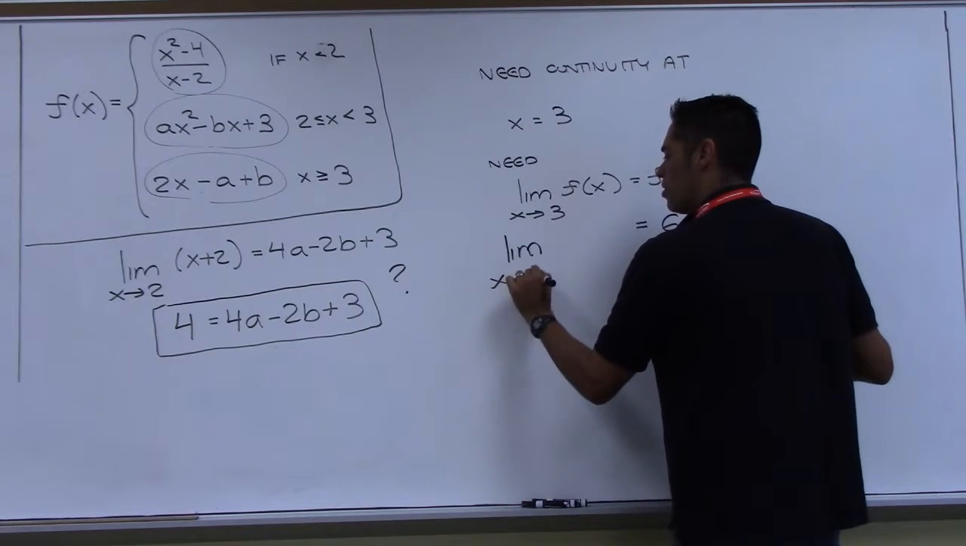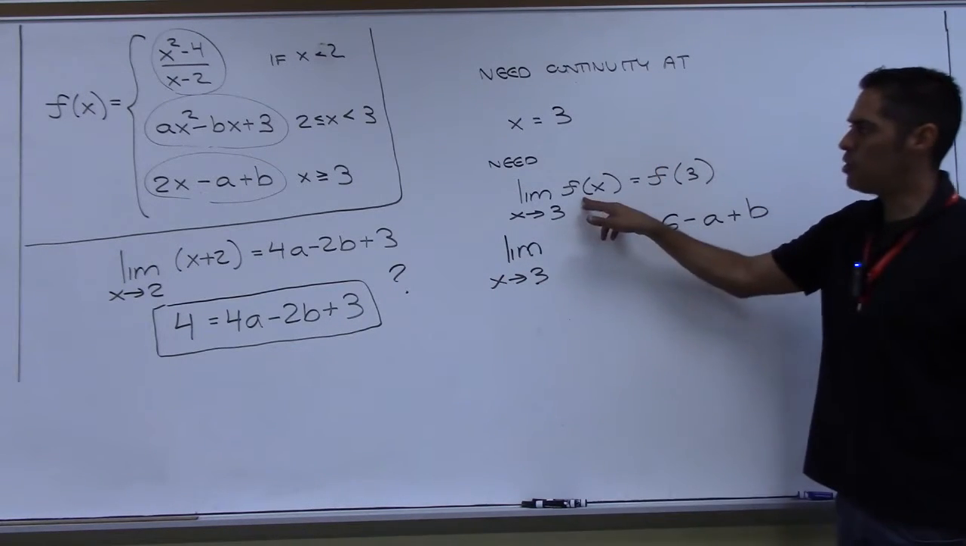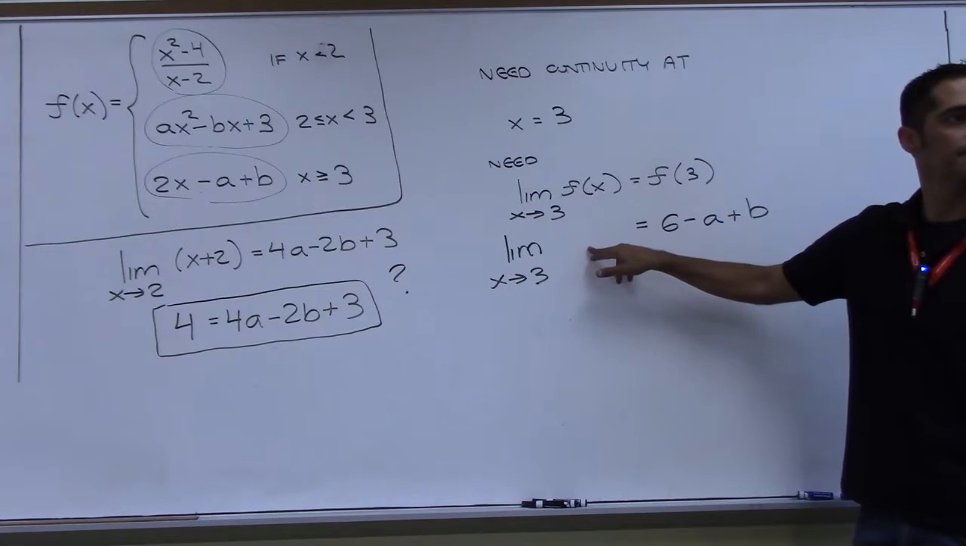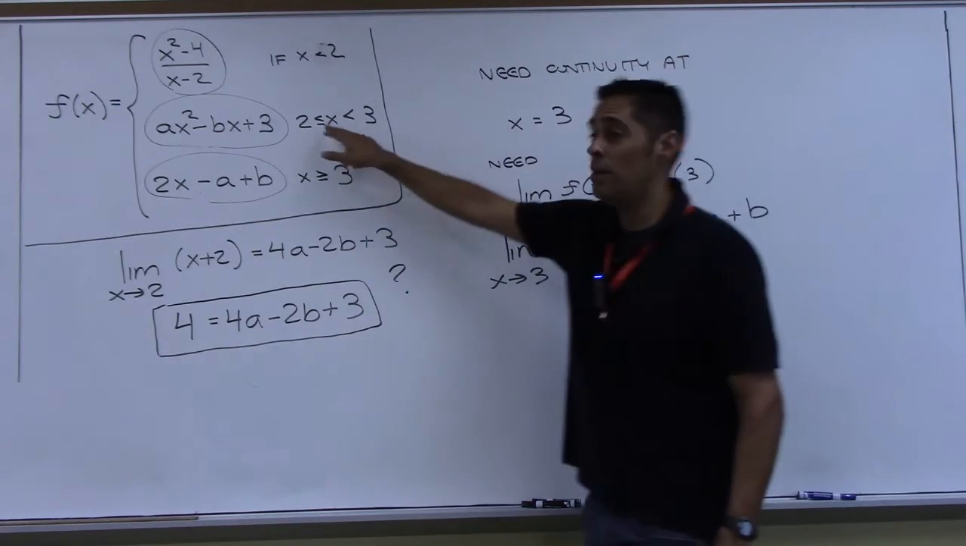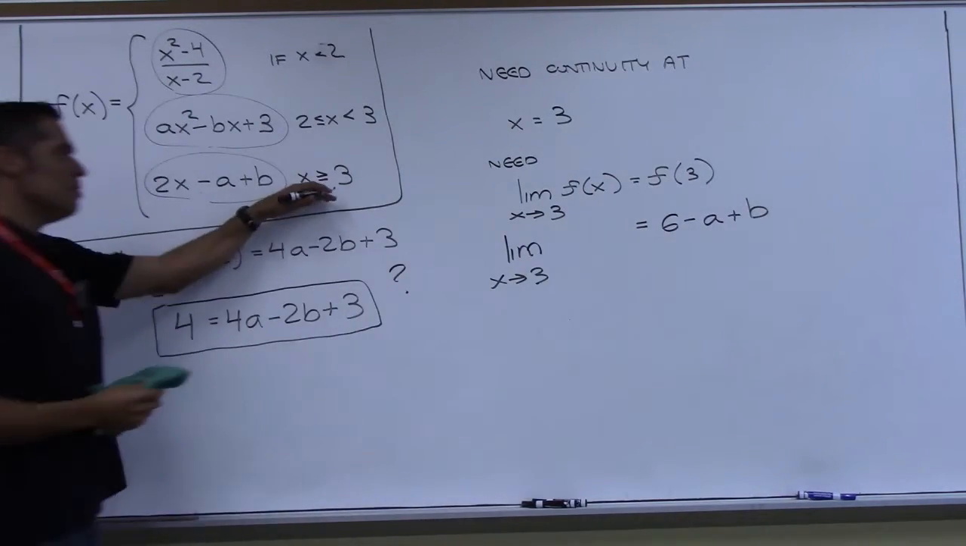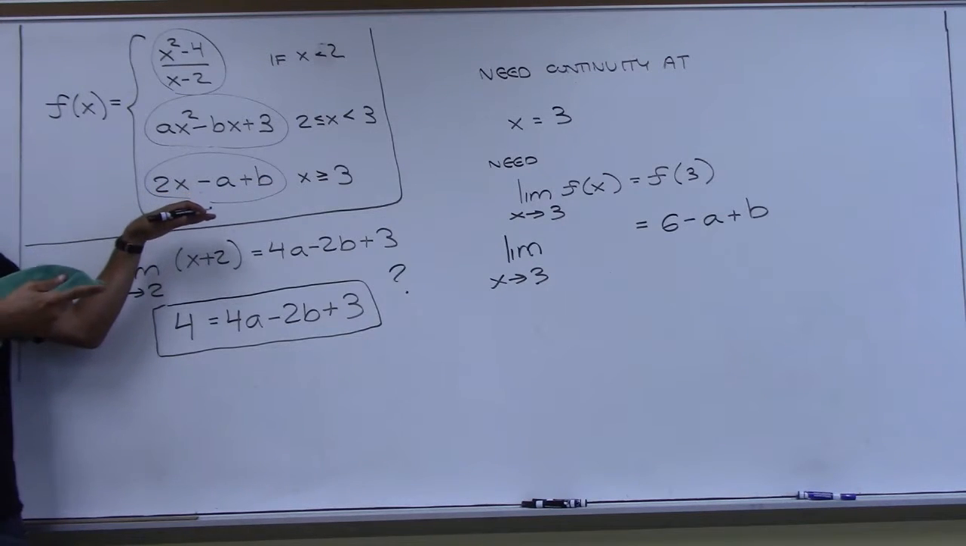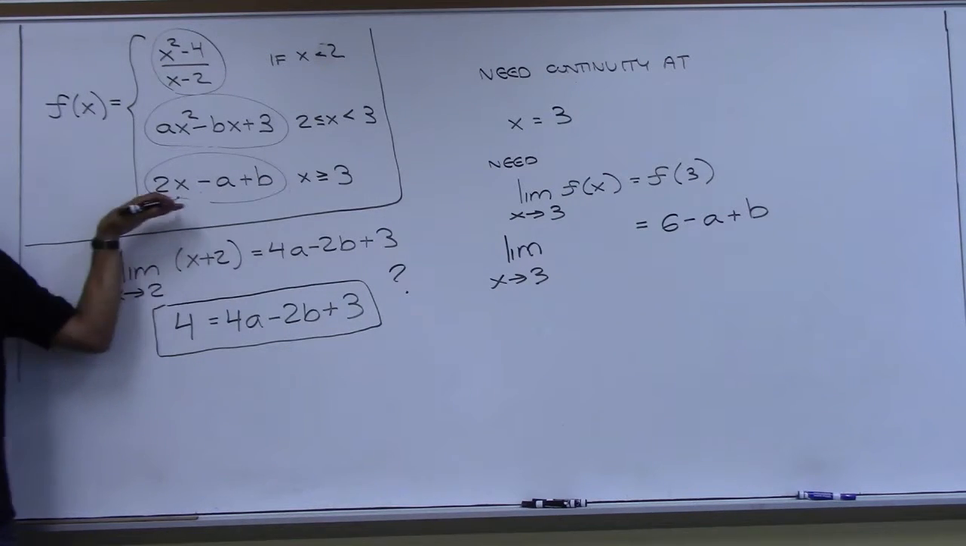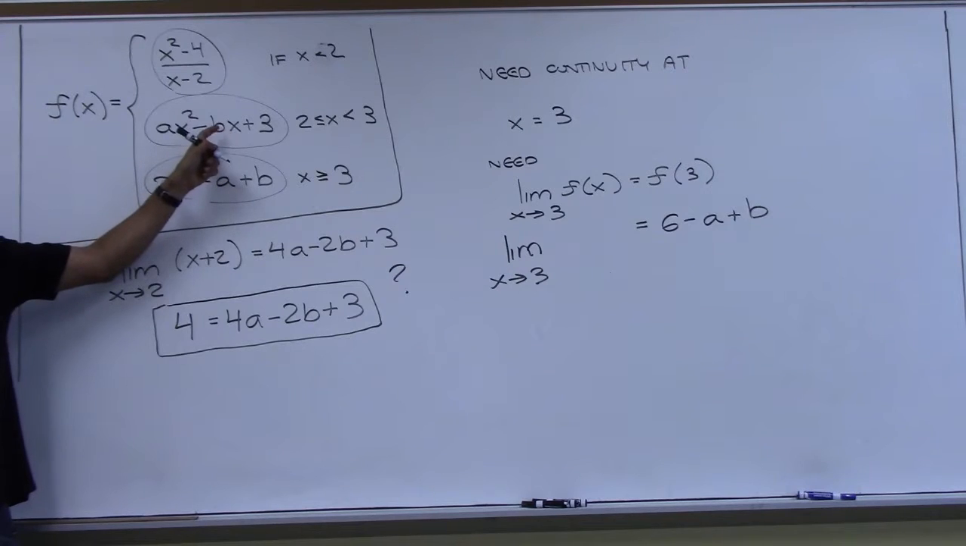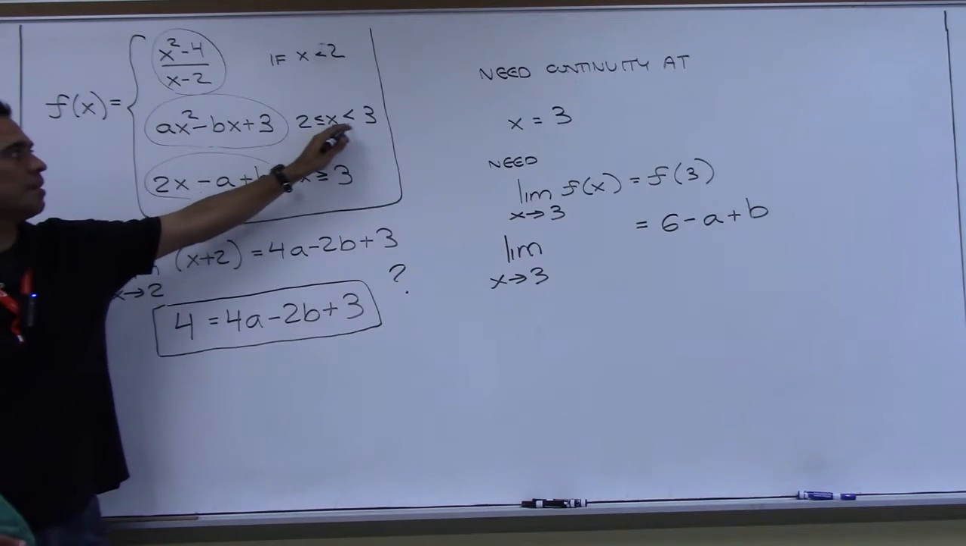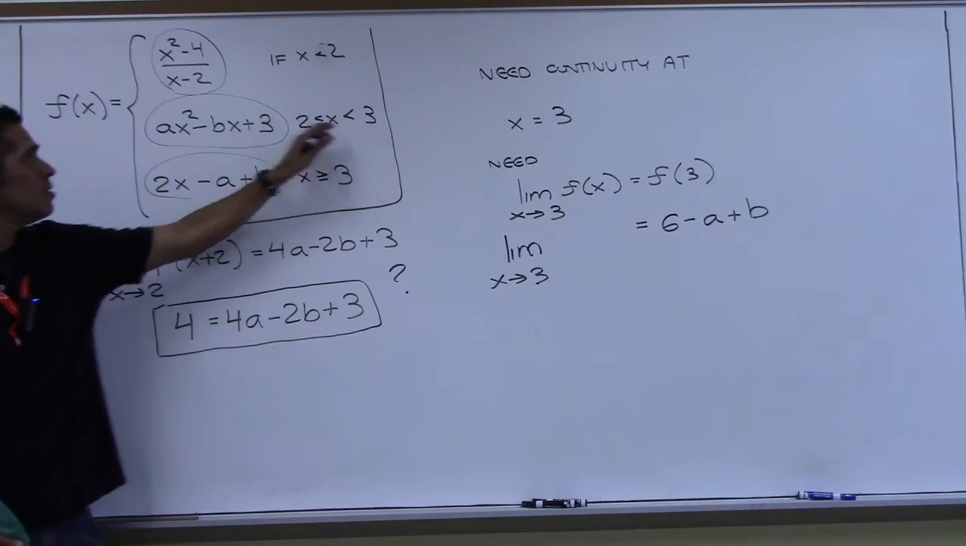I need x to approach 3. But which part of the function do I plug in here? The middle one, right? The second one? Because I don't want to use this one, because I just used this one to get the right side, didn't I? I plugged 3 into this. I use this one because if x is really close to 3, then it's less than 3. So I use the middle piece.